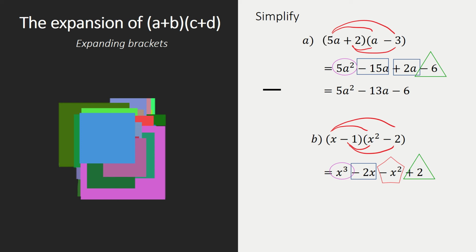And then we need to make sure that everything is in the standard form. Remember that the standard form is with the highest power at the beginning and the lowest one at the back. So we get x to the power of 3 minus x squared minus 2x plus 2. This is your final answer.